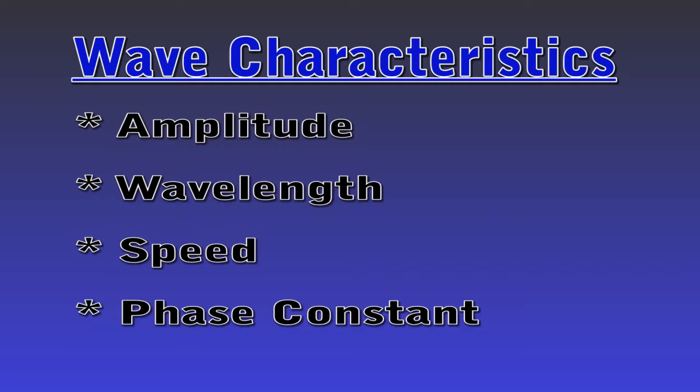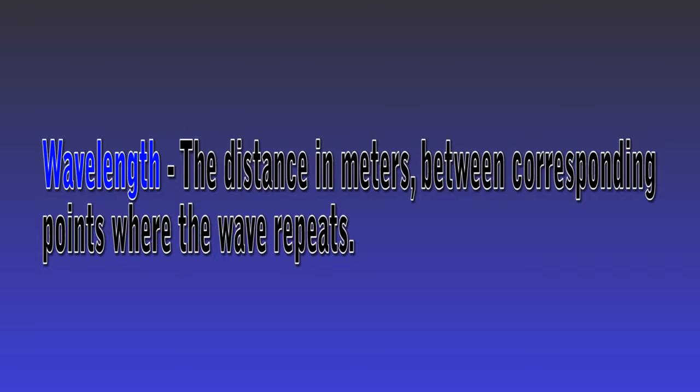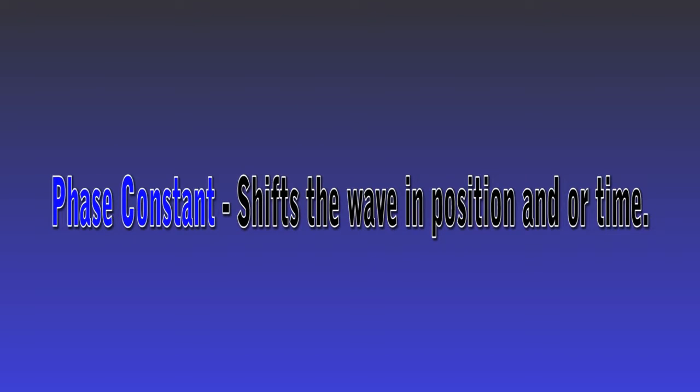There are four basic properties of wave characteristics: amplitude, wavelength, speed, and phase constant. Amplitude, the maximum amount of displacement or the maximum amount of volume before it distorts. Wavelength, the distance in meters between corresponding points where the wave repeats. Speed, the time rate of change of position of a form in meters or seconds. Phase constant, shifts the wave in position and or time.